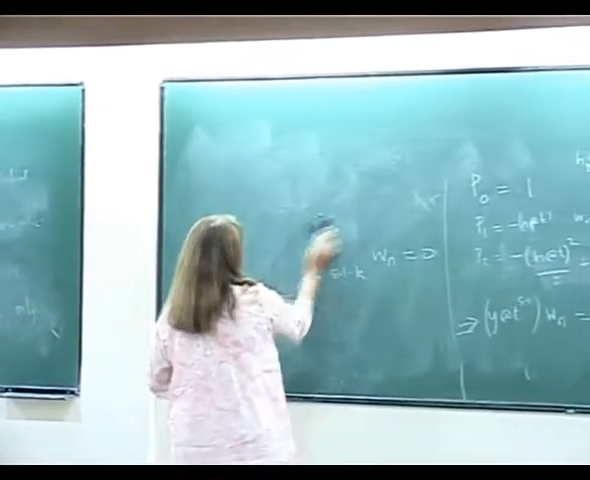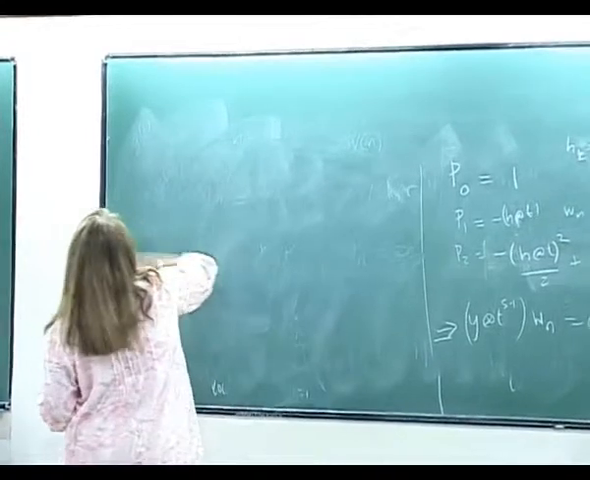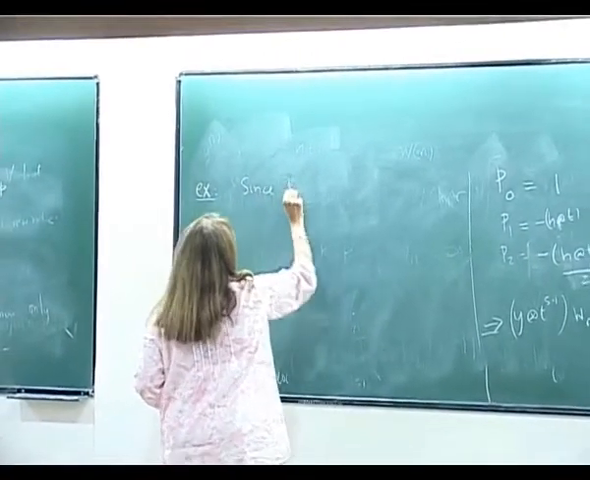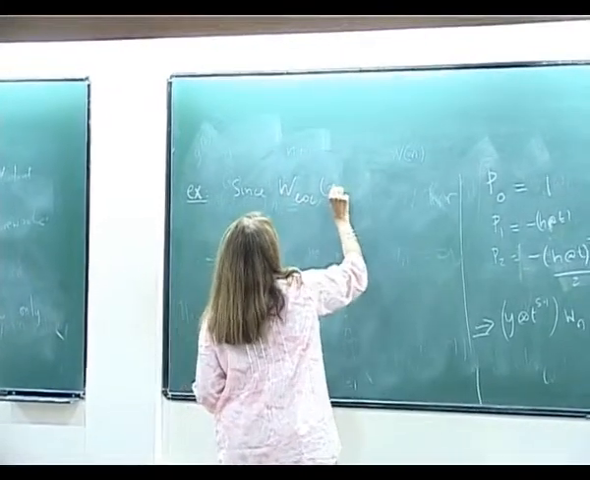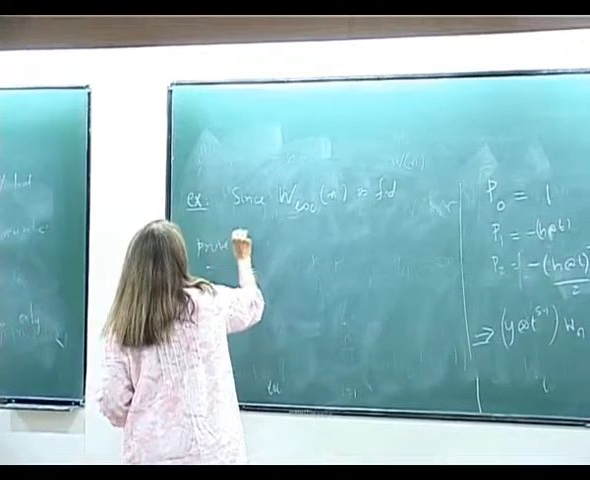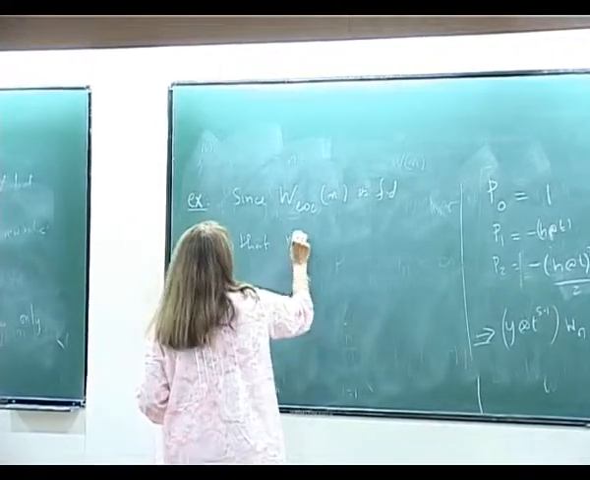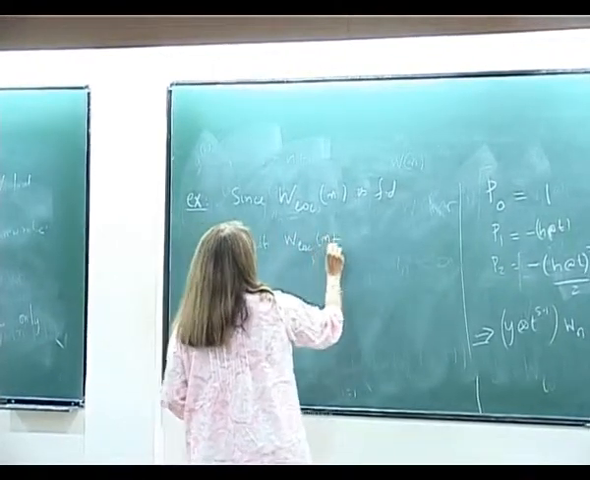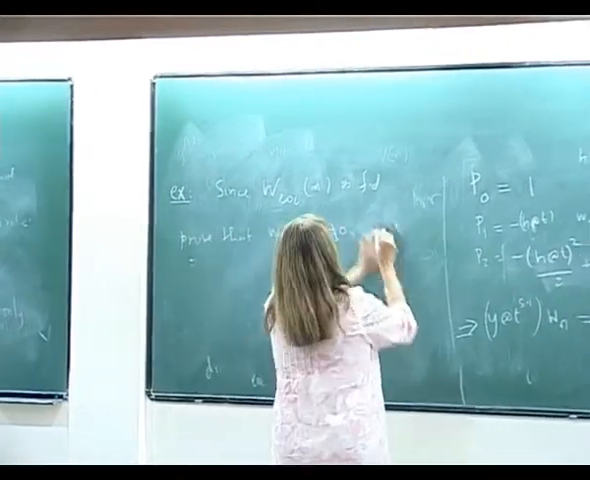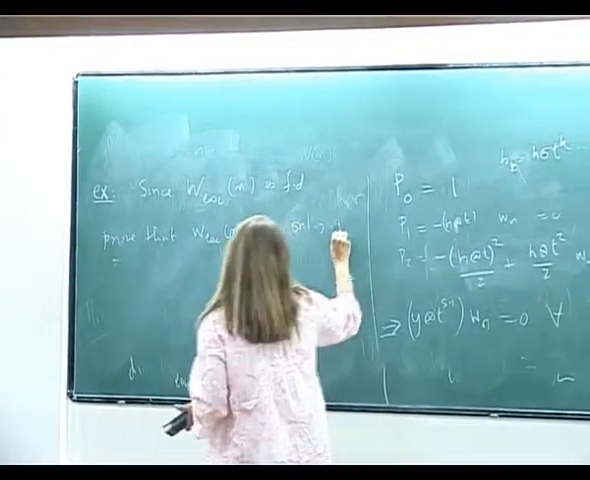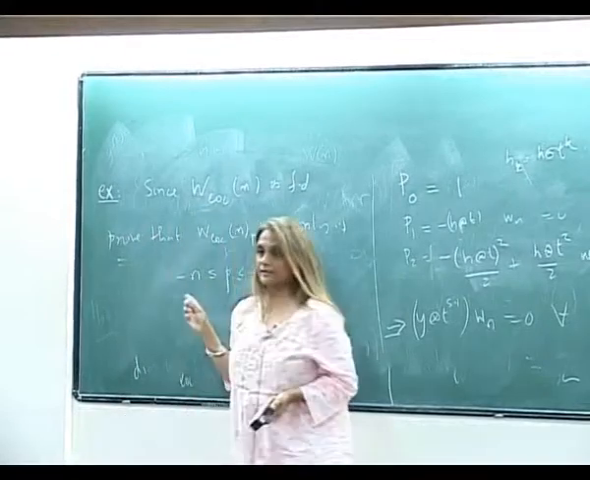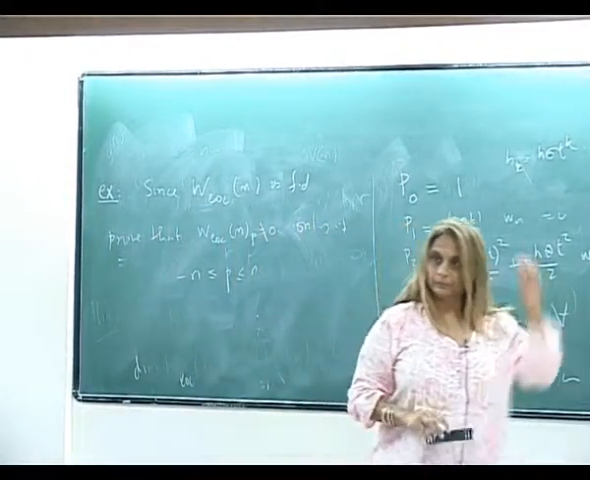So it's an exercise that you do, a simple SL2 exercise. Since W log n is finite dimensional, prove that W log n p is non-zero only if minus n is less than or equal to p is less than or equal to n. This is a simple SL2 exercise, and then you're done. Okay?